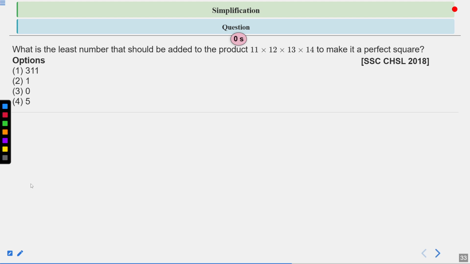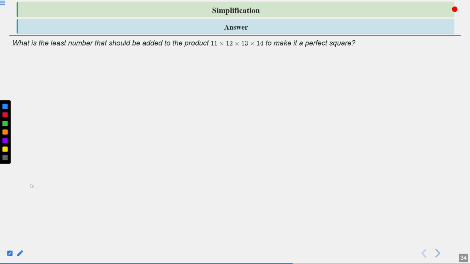Now time's up. Let's see the solution of this question. The question says: what is the least number that should be added to the product of that number to make a perfect square number. So first we find the number, then we find the approximate number which is the perfect square near to that number. Then we subtract and we get the least number that should be added to that number. So the correct answer of this question is the second one, which is 1.